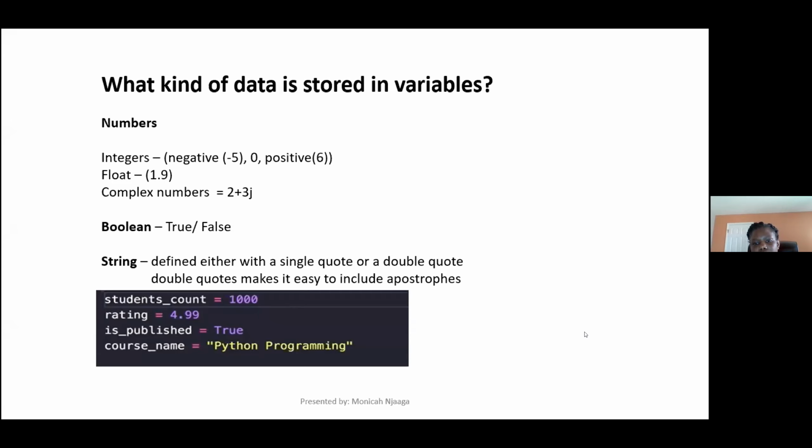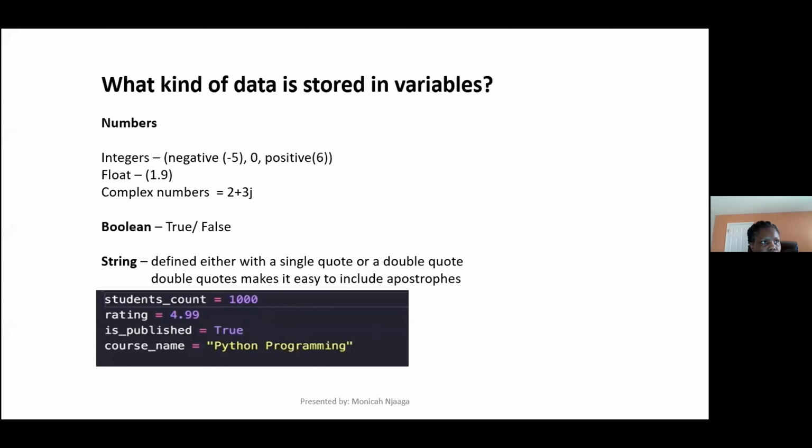So just to give you examples, these are some of the variables that you can store. We have an integer right here with 1,000, and then we have a float, 4.99, which we said is a decimal, and then our Boolean, which evaluates to true or false. And if you notice, True is a capital T, because that is how Python defines it. If you put a small t or all capital letters, then that's interpreted as something else. And then there is also the string, which in this case is course name equals Python programming.